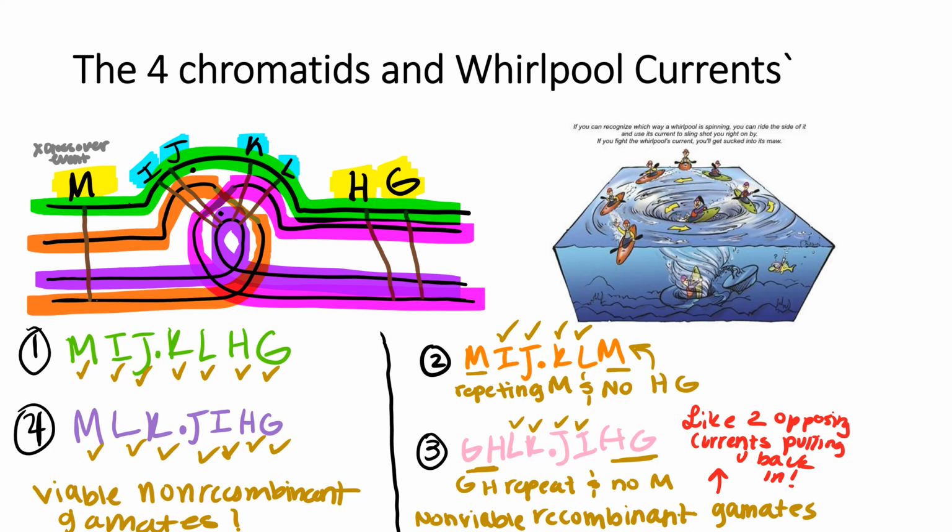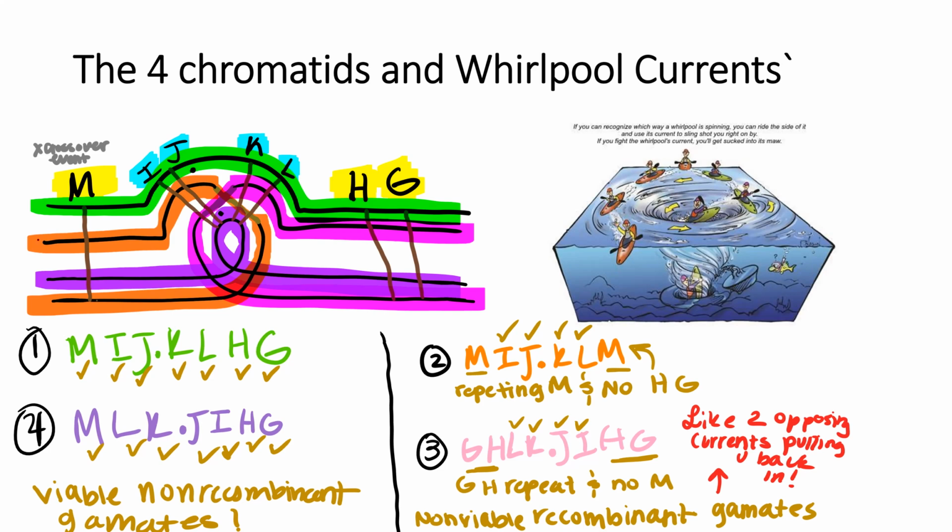So if we look at this as their currents, we can see that the first current that could take us out of the whirlpool is this green current right here, and it's going to hit every single loci, and it's going to take us out perfectly, and it's going to create this chromatid right here, which is a viable non-recombinant gamete because again we see MIJ, the centromere, KLHG.